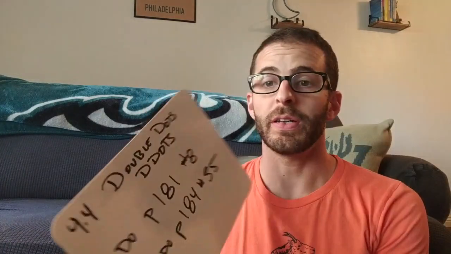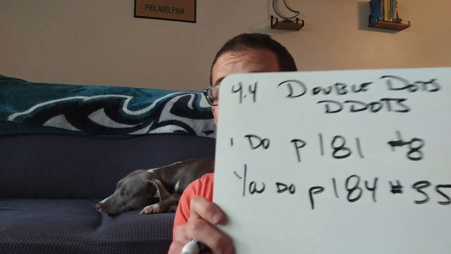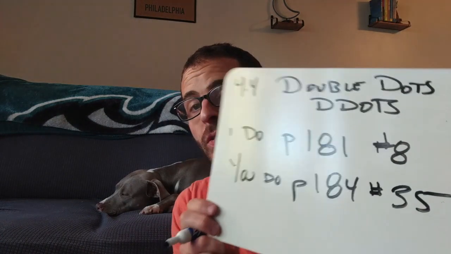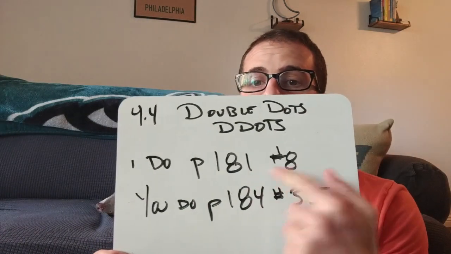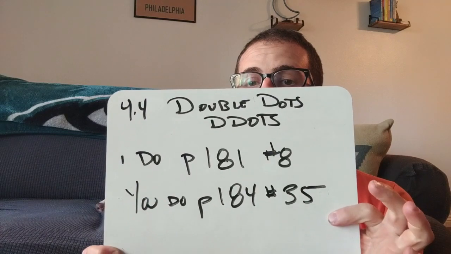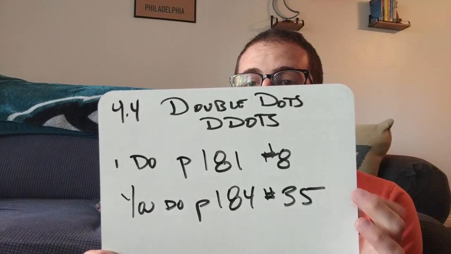All right, this one is about double dots. So 4-4, double dots or D dots. I'm gonna do page 181, number 8. You're gonna do page 184, number 35. Really, double dots, you're just looking for a dots problem in another problem. Or, specifically for this, a dots problem in a dots problem, difference of two squares.